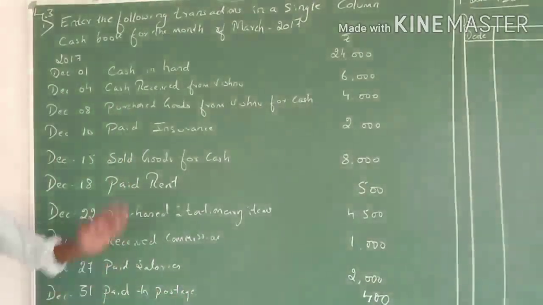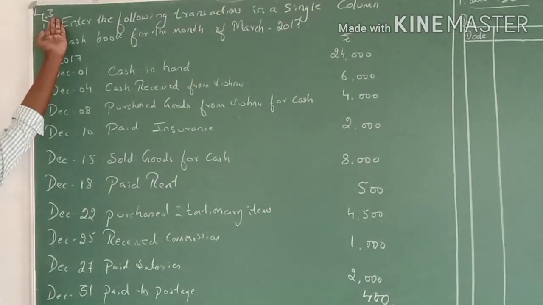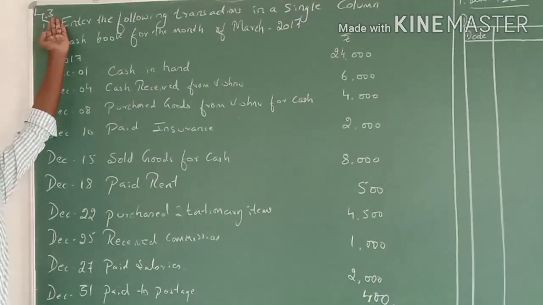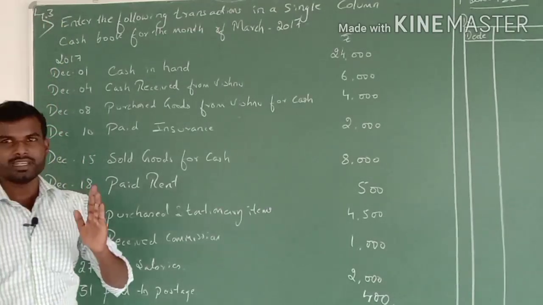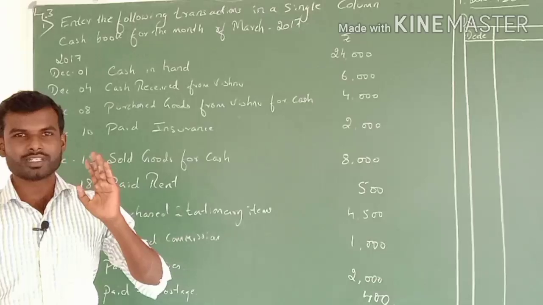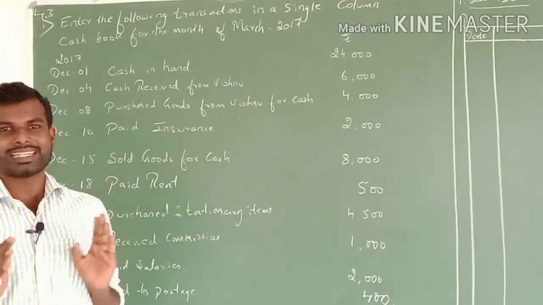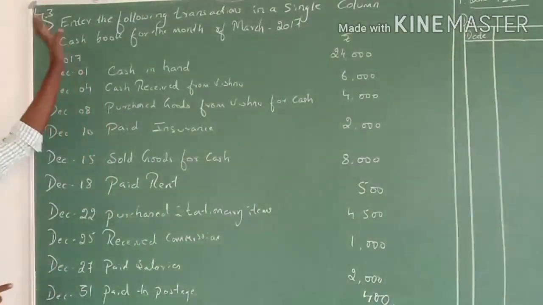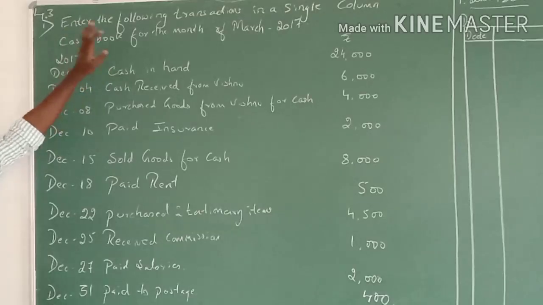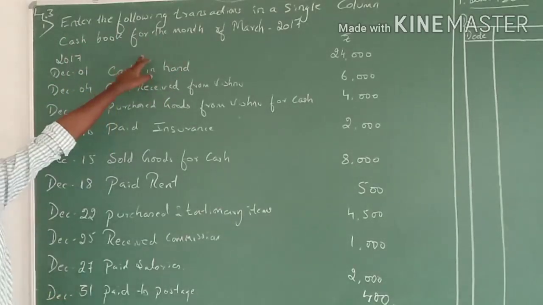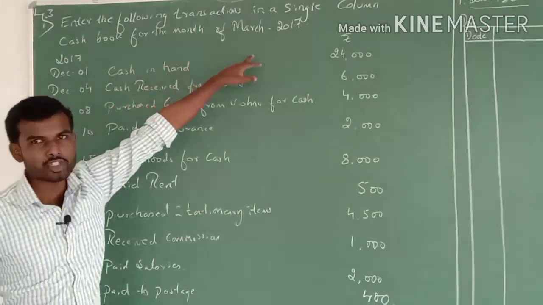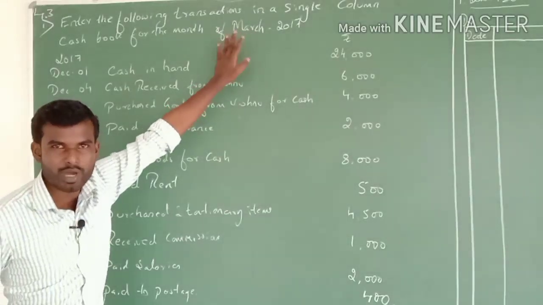Once again, see the question in the 4.3 page of the classwork book, it should compulsorily be written. The note should be maintained for the problems. If you are not concentrating on the problems, you will not understand the chapter. Understand here, the first question I will read once again. Enter the following transactions in a single column cash book for the month of March 2017. This is a 6 marks problem.